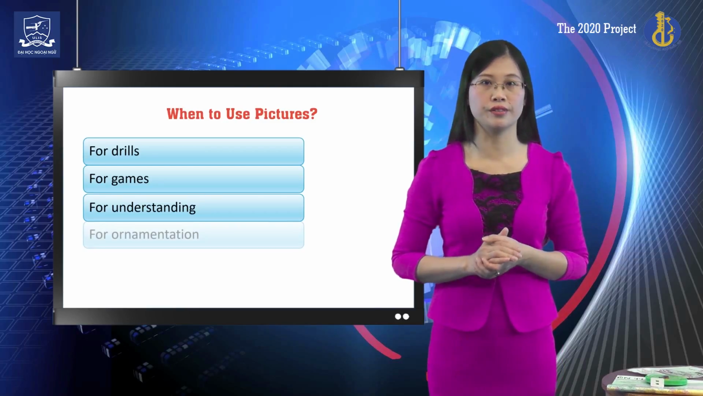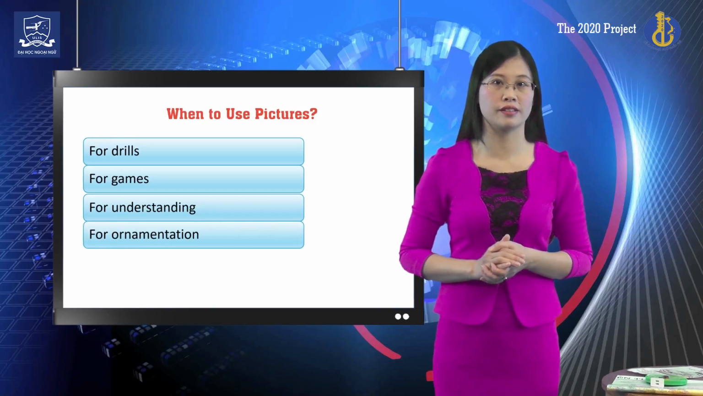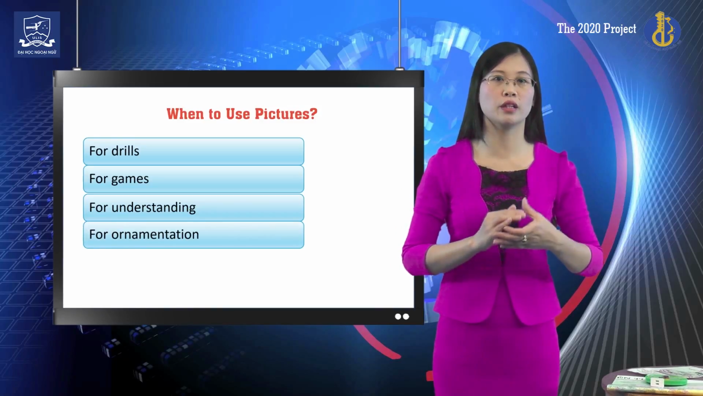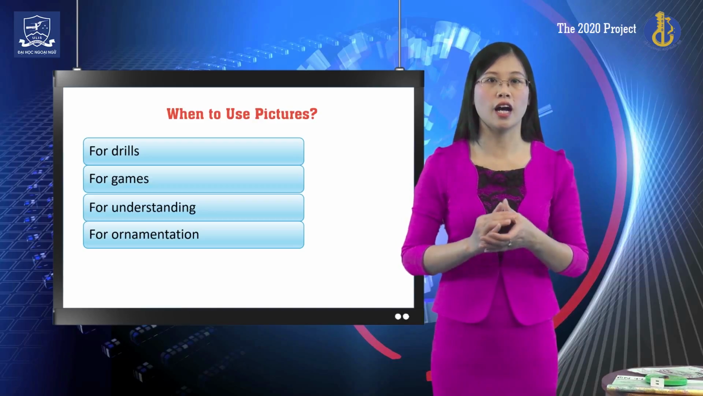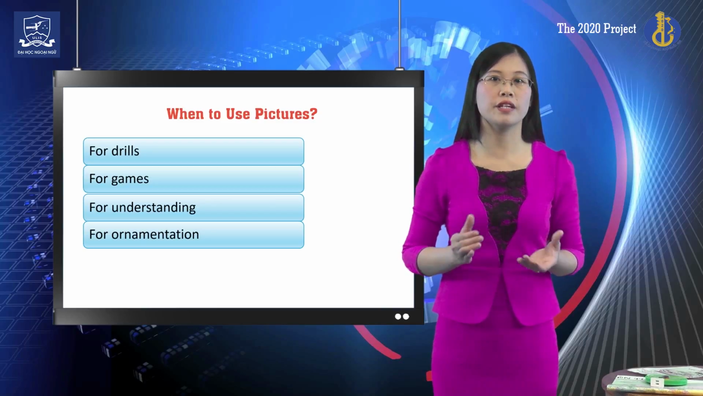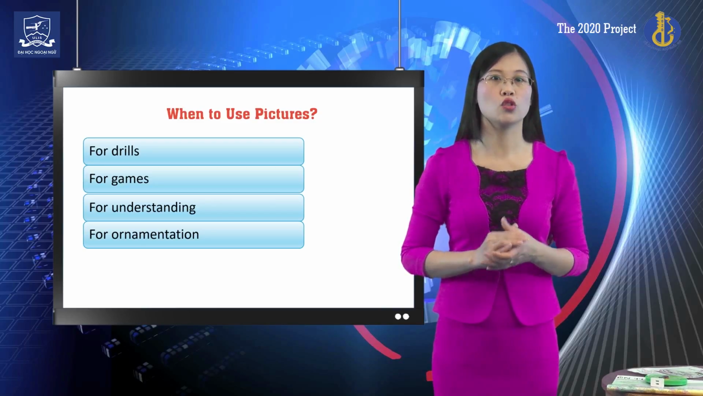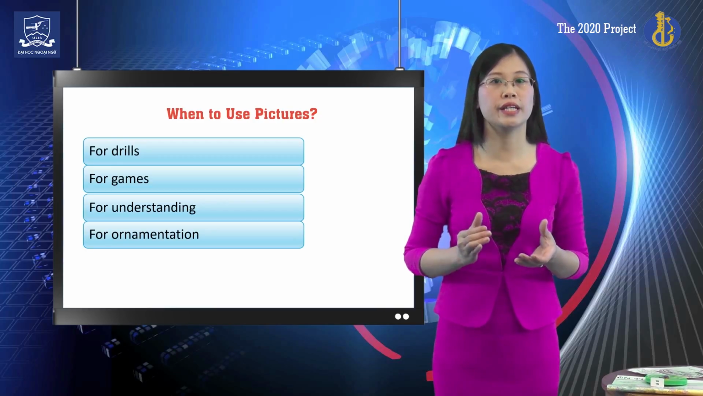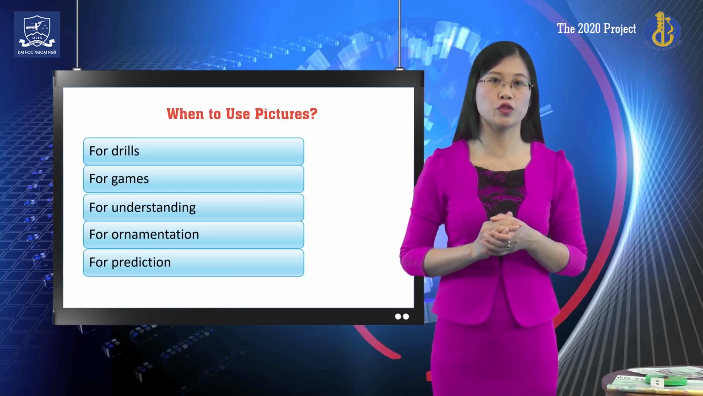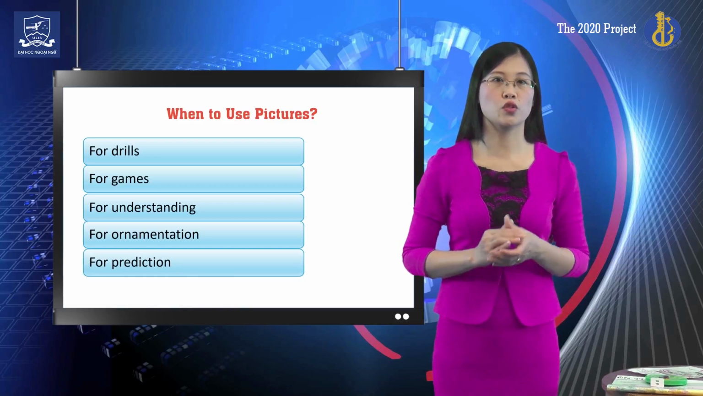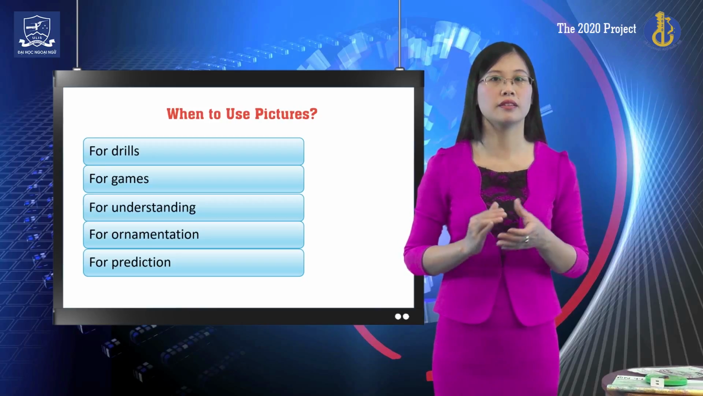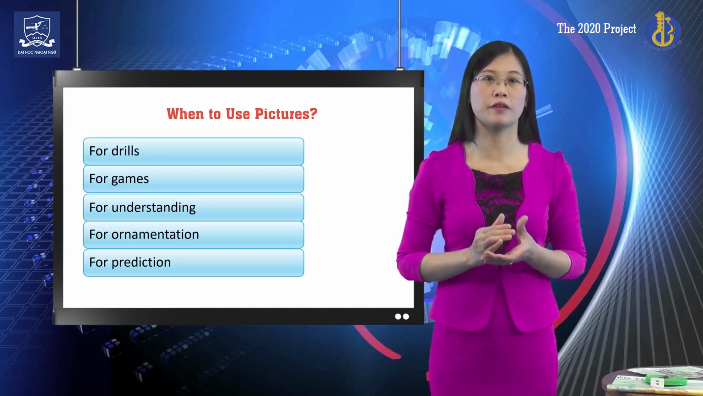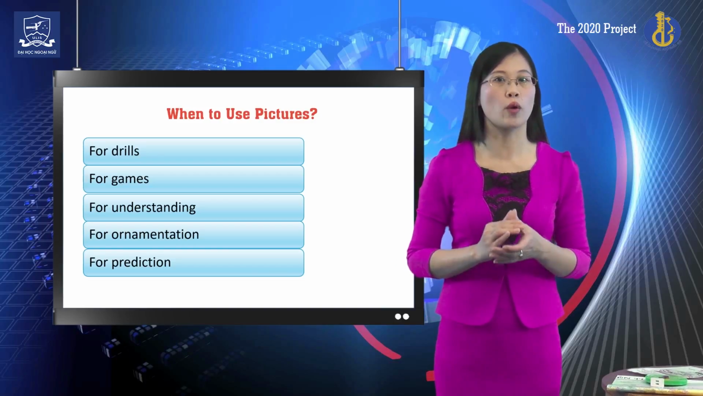For ornamentation, pictures of various kinds are often used to make the learning task more appealing. A picture can enhance a reading text, giving an extra visual dimension to what students are reading. For prediction, pictures are useful for getting students to predict what is coming next in a lesson. Thus, students might look at a picture and try to guess what it shows.